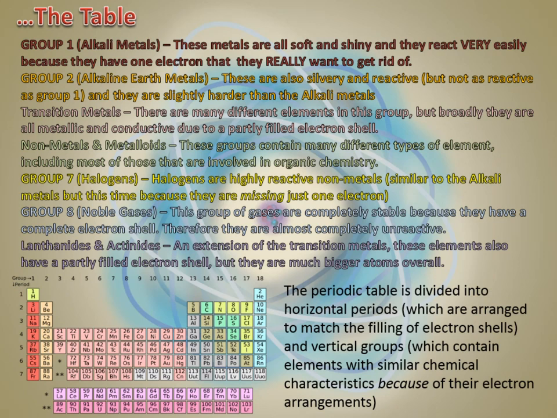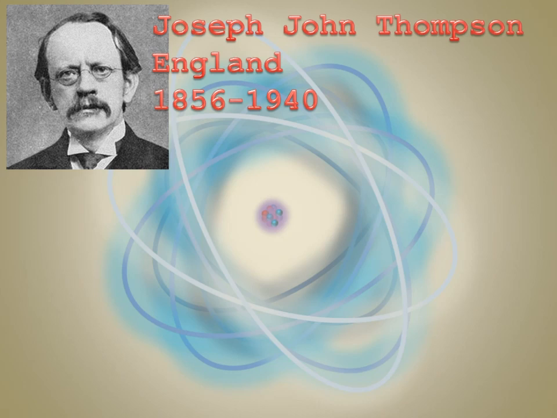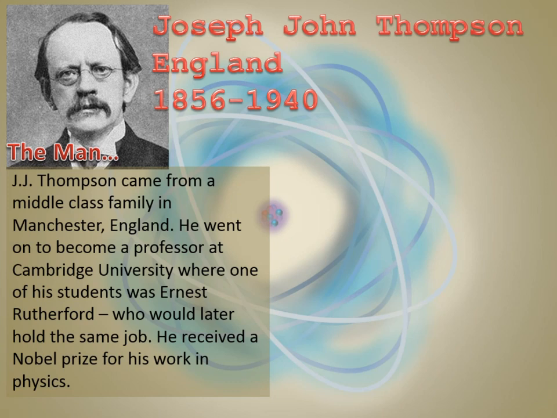So let's return to atomic theory and Joseph John Thomson, an English physicist. And here you'll begin to see that the discovery of atomic theory shifts from the chemists, who had been doing all the work previously, to the physicists, who will do all the work from here on. J.J. Thomson came from Manchester in the Midlands of England. He went on to become a professor at Cambridge, and one of his students was Ernest Rutherford, who would later hold the same job. He received a Nobel Prize for his work, and his work was proving that electrons exist.